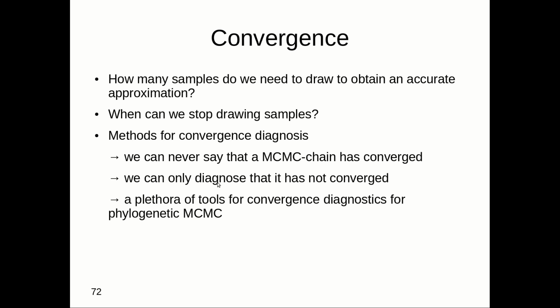There exists a plethora of tools for convergence diagnostics for phylogenetic MCMC. But what you should really keep in mind is that you can never say that whatever Markov chain, metropolis coupled Markov chain you've run has converged. It is guaranteed by design of the method that if you run it to infinity, it will give you the exact value of the posterior probability landscape. But since we cannot wait for that long, we have to stop the chain at some point.